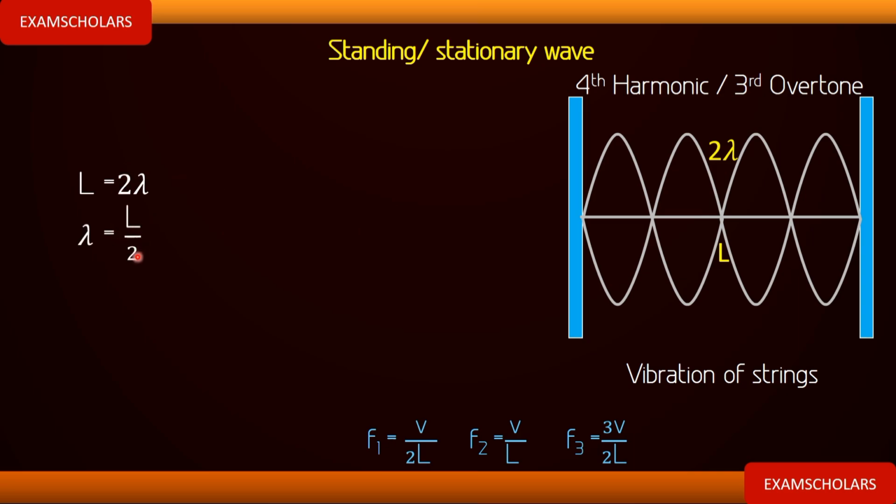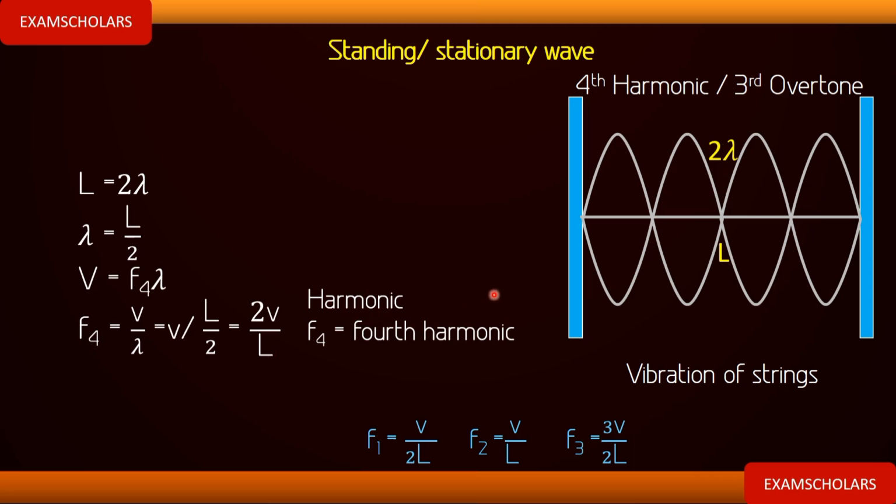L over 2. Okay? Record that V is equal to f lambda. So we have V is equal to f4 lambda, because this sound has its own frequency as it is vibrating. Now f4 will be what? V over lambda, isn't it? Substitute for the value of lambda here. So you have V. Quickly solve this using maths. You have 2V over L. So f4, which is known as what?